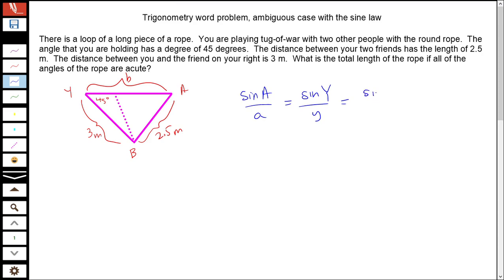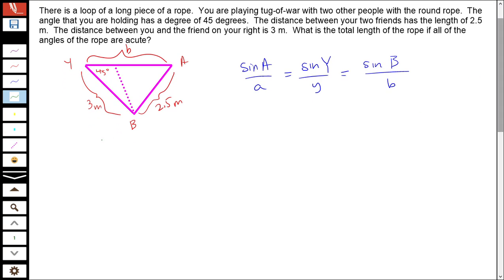Let's have sine of capital B all over little b for the other two sides. Okay. So my first step is going to be, I'm going to use the values that I'm given to calculate for angle A. I want to look for angle A. So I'm going to take the completed ratio for y. So that's this one. And I'm going to take this fraction and I'm going to set up my sine law. So I'm going to have sine A over little a is equal to sine capital Y over little y.